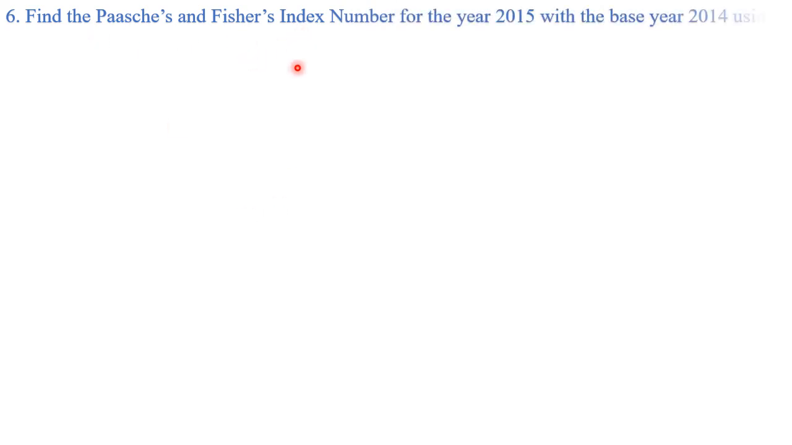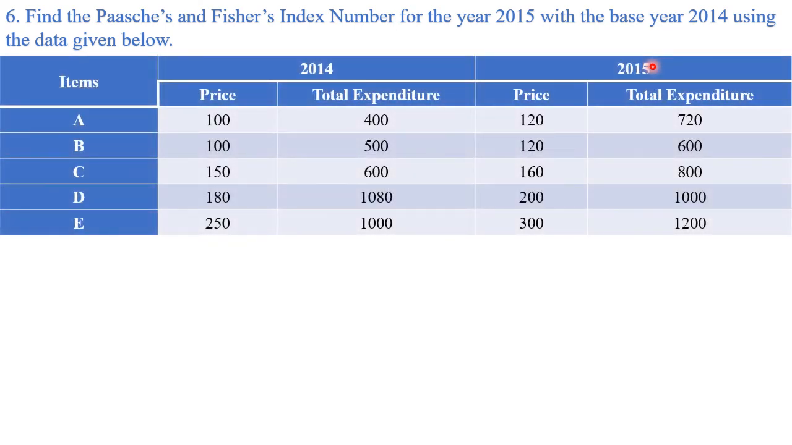Okay, now this is the last question for the exercise 1.3. We have to find Paasche's and Fisher's index number for the year 2015 with the base year 2014 using the data given below. Doesn't matter because we have to calculate Fisher, ultimately we have to calculate the whole data. This time it's a bit different. We have the items A, B, C, D, E. We don't have units, rather we have something new.